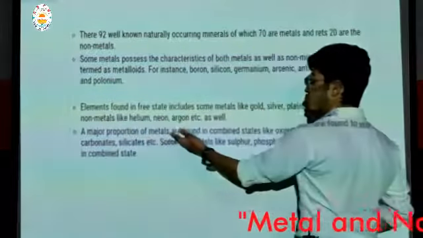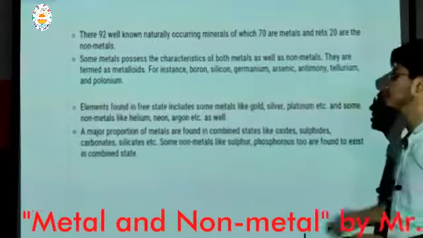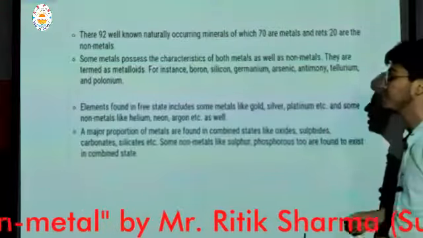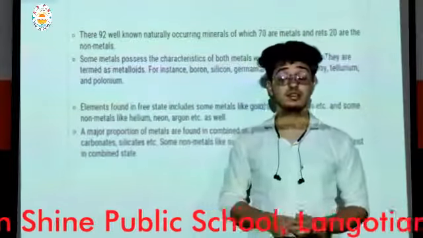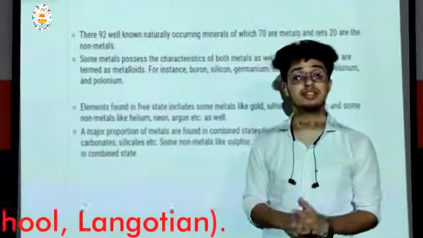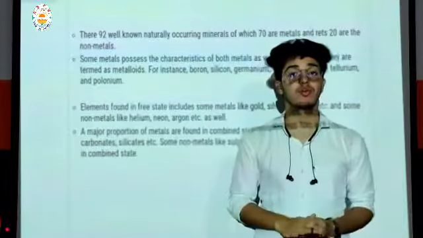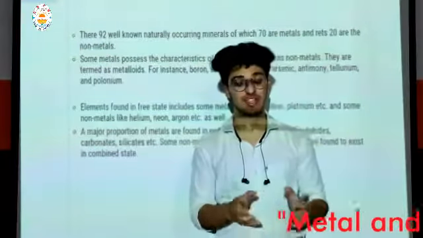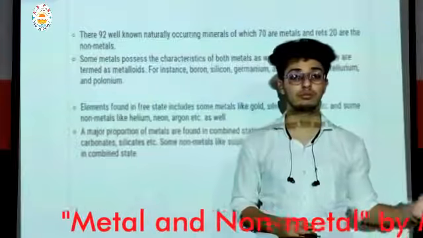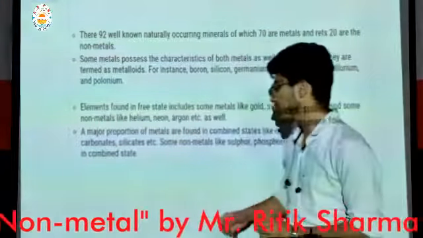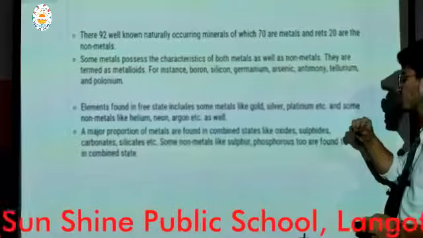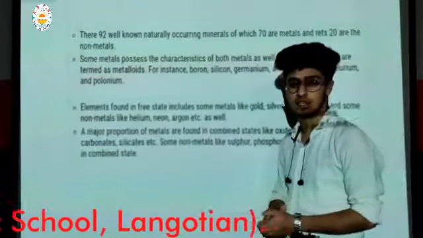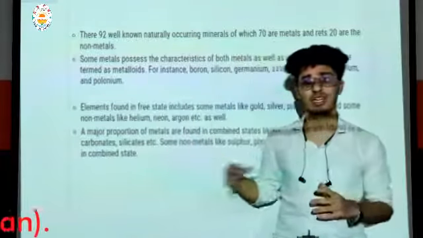A major proportion of metals are found in combined states like oxides, sulfides, carbonates, silicates, etc. Most of the metals are found in combined states, in their carbonate form or their oxide form, and we have to extract them to get the pure metal. Some of the non-metals like sulfur and phosphorus are also found in combined states. So that was the intro part.